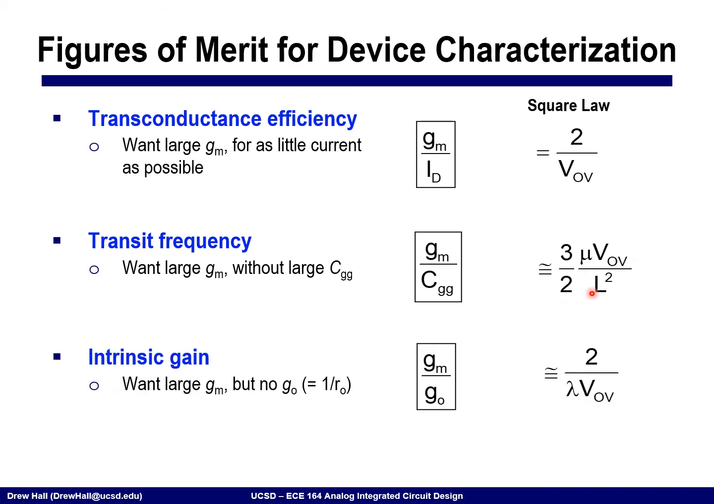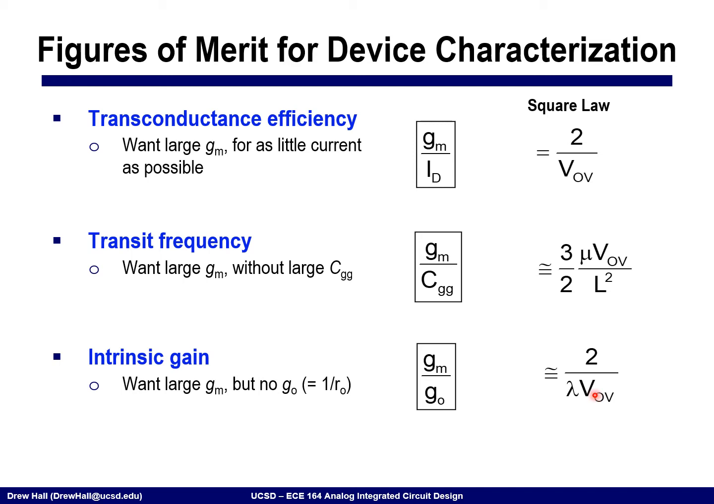Lastly is the intrinsic gain of the transistor. Again, we want large GM, but we don't want any slope to the ID curve as a function of VDS. That is to say, we want infinite output impedance. G naught is 1 over R naught, the conductance, and so the intrinsic gain is GM R naught, or GM divided by G naught. This is roughly equal to 2 over lambda times VOV.